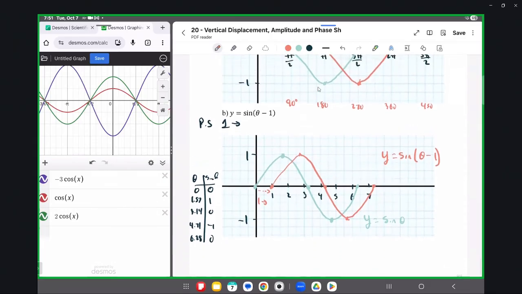Okay. So in terms of a table of values for these, the y values would still stay the same. It'd be 0, 1, 0, negative 1, 0. And this would be theta and sine of theta minus 1. So instead of 0, it would be 1. Instead of 1.57, it's 2.57. 3.14 becomes 4.14. 4.71 becomes 5.71. And 6.28 becomes 7.28.